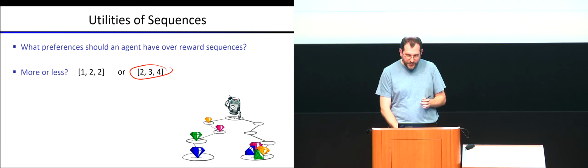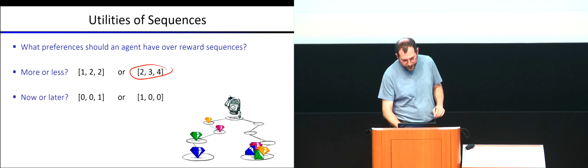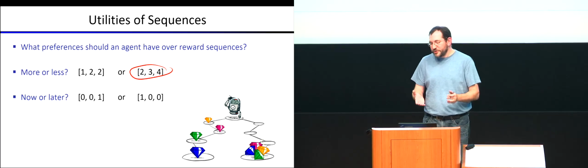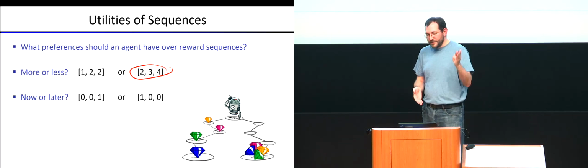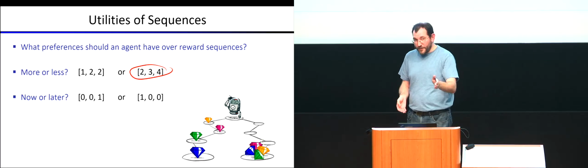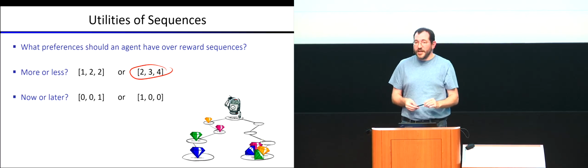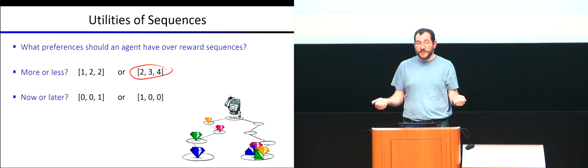But there's one other thing that turns out to be really important in MDPs, and that has to do with a choice between now or later. So for example, here are 2 sequences of rewards. One is 0 reward, followed by 0 reward, followed by a reward of 1. Or another sequence where it's a reward of 1, followed by 0, followed by 0. Same sum of rewards. What should the agent prefer? The reward now or the reward later? Or should it be indifferent?